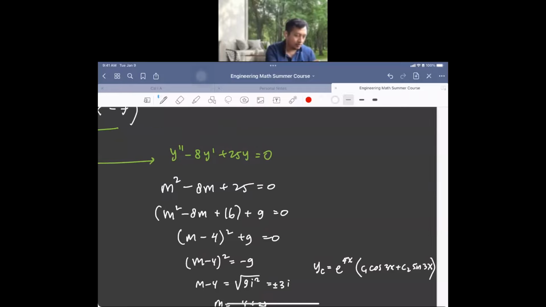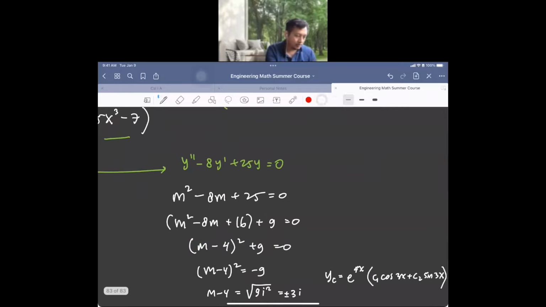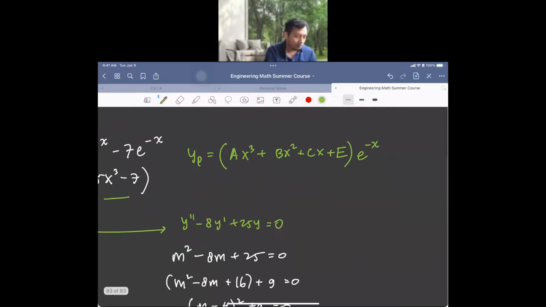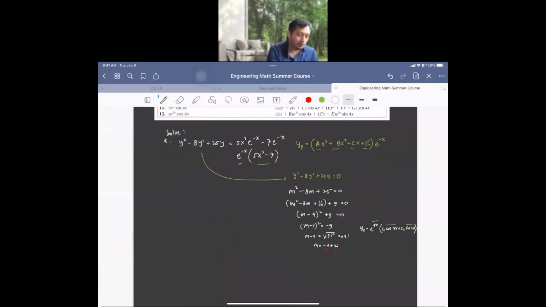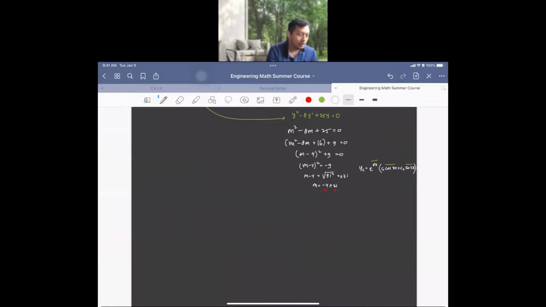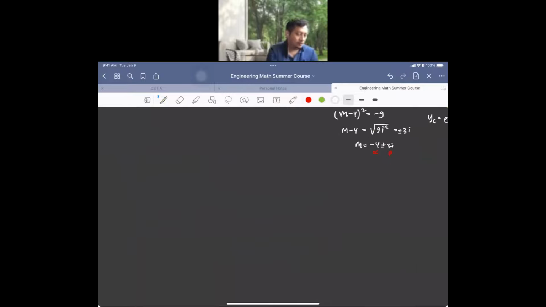Okay. So notice that because the result is in terms of cosine, sine, and e to the power of 4x, there is no duplication in terms of the types of solutions that we might have. Okay, so I think this is still okay. This is just to give you an example on how to look at the solution.